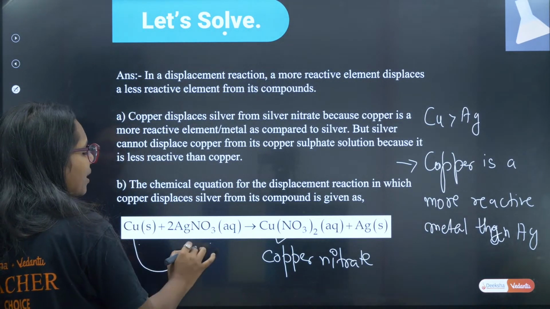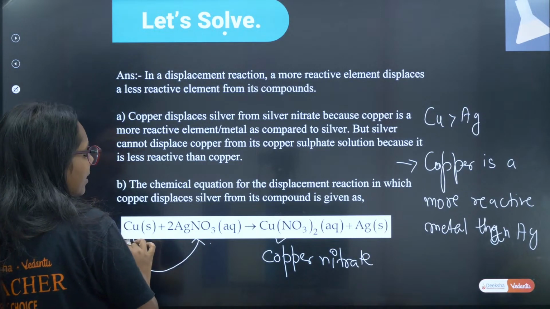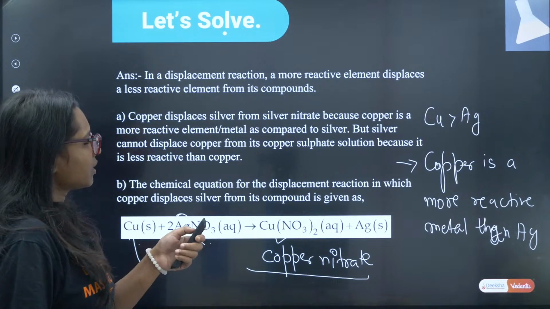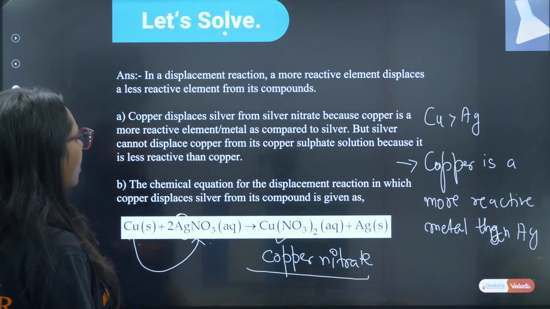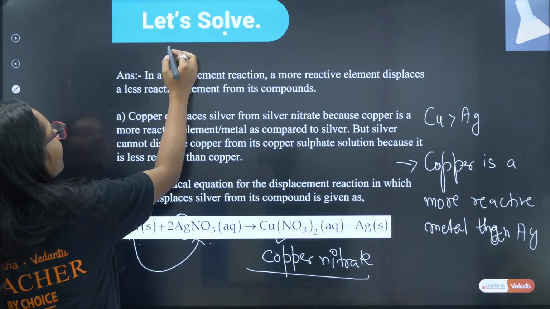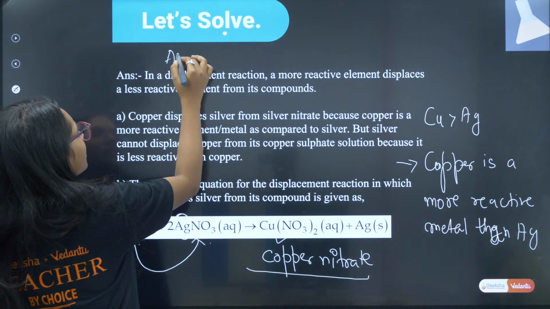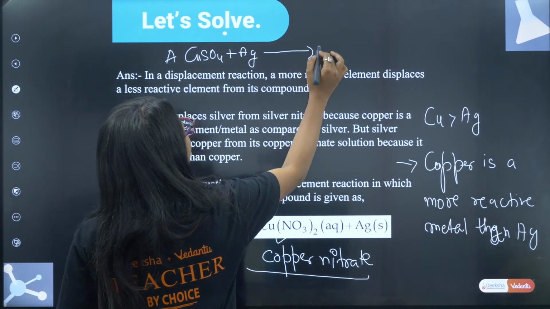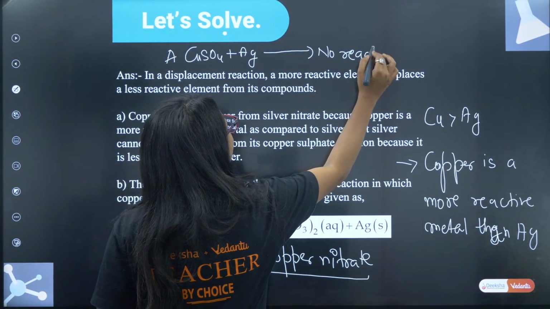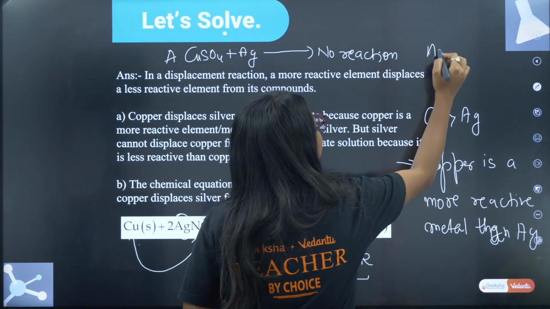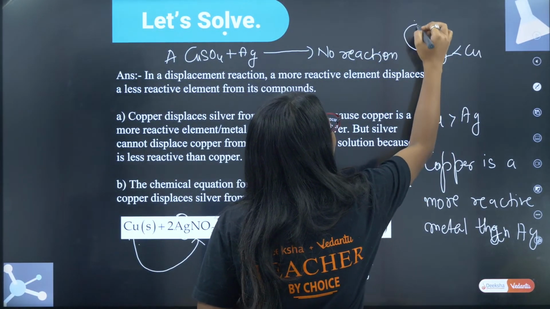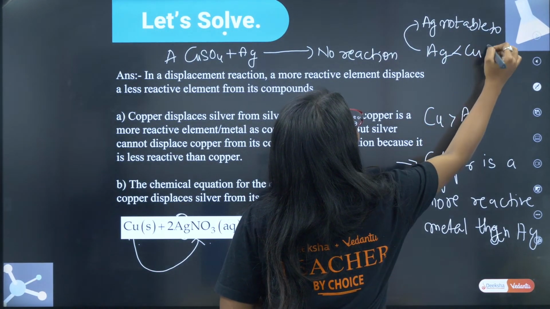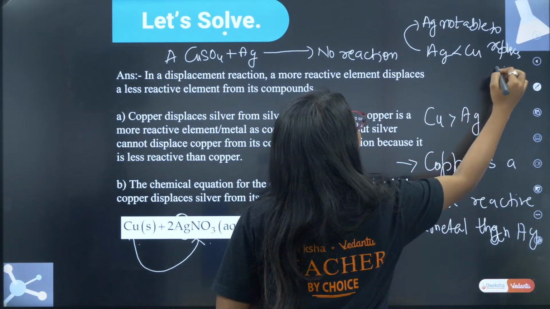So copper can replace Ag from AgNO3. You will get copper nitrate plus Ag. Correct? And the second thing is not possible. If you write copper sulfate plus Ag, there is going to be no reaction. What is the reason for this? Ag is less reactive than copper. Ag is not able to replace copper.